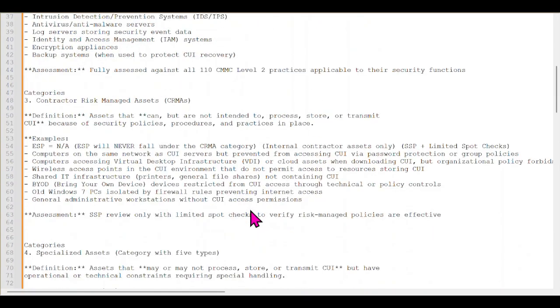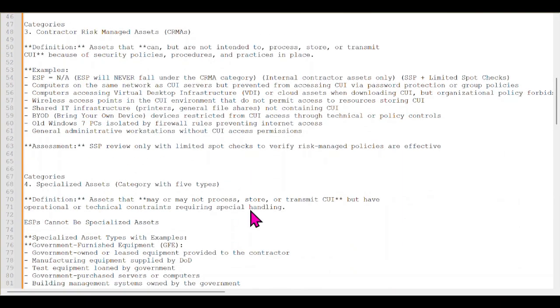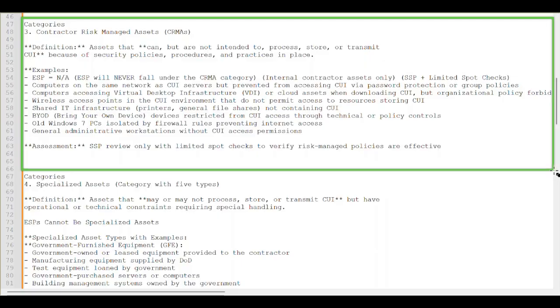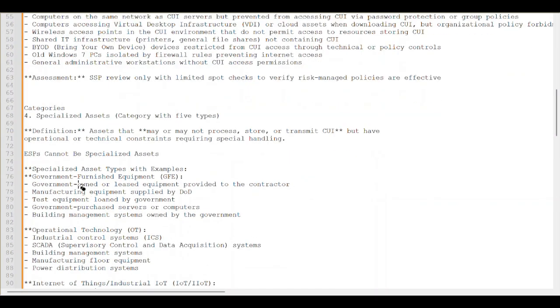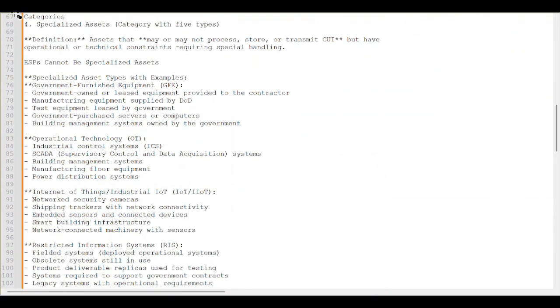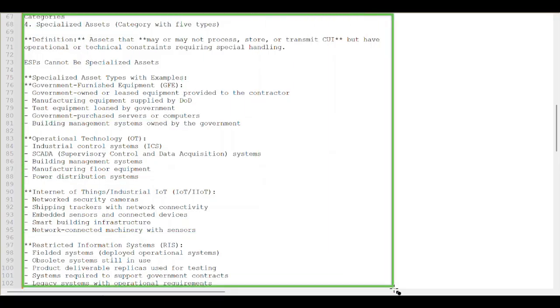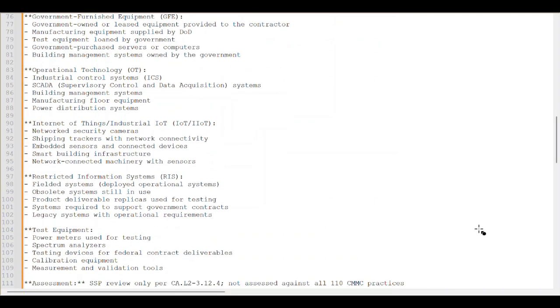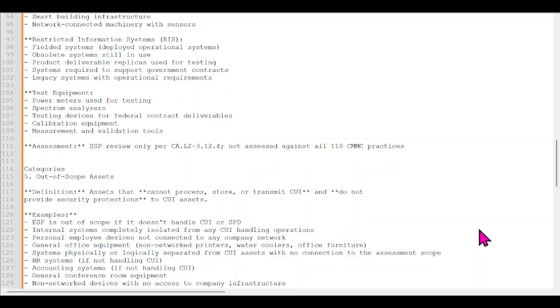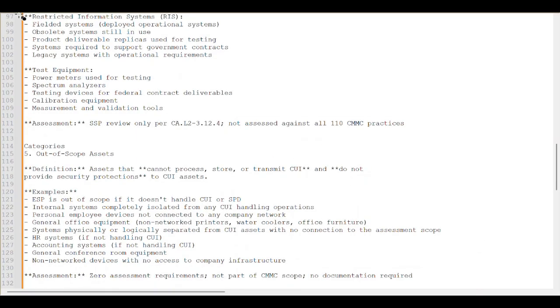Now we get to the exciting part. This is where you can find huge savings. We're moving into the policy-controlled zones. We're leaving the black and white and entering the gray area. Assets that are in the CUI environment but are supposedly blocked from accessing it. This is Category 3, Contractor Risk Managed Assets, or CRMAs. Okay, this is a high-stakes category. It is. The definition is that these are assets that can but are explicitly not intended to handle CUI, because you have strong security policies and technical controls in place to block them.